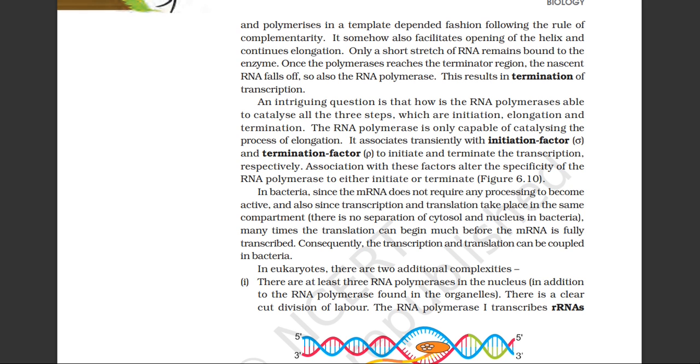An intriguing question is how the RNA polymerase is able to catalyze all three steps, which are initiation, elongation, and termination. The RNA polymerase is only capable of catalyzing the process of elongation. It associates transiently with the initiation factor, sigma, and the termination factor, rho, to initiate and terminate the transcription, respectively. Association with these factors alters the specificity of the RNA polymerase to either initiate or terminate, figure 6.10.